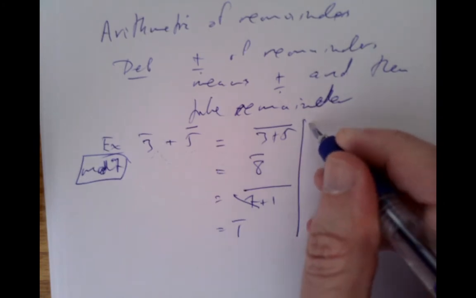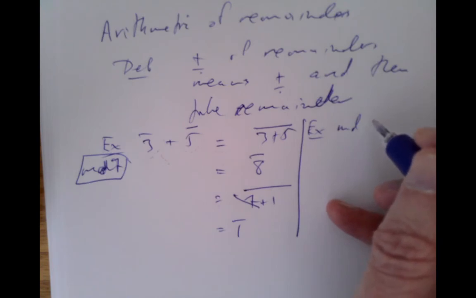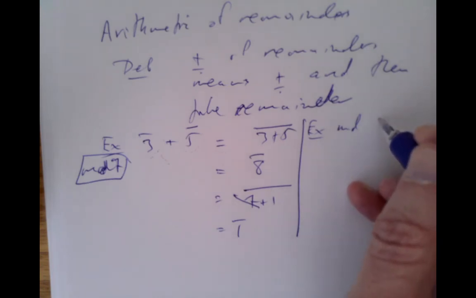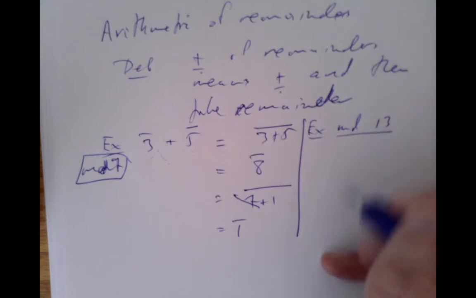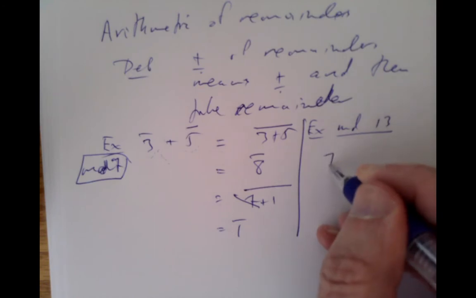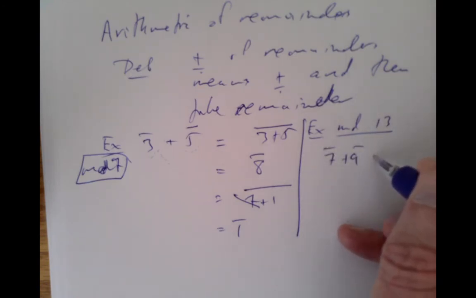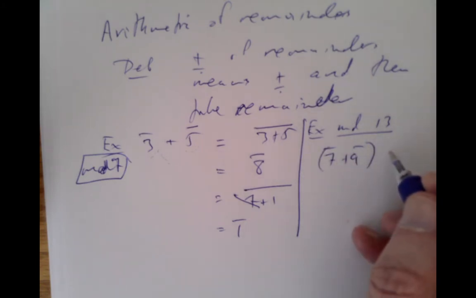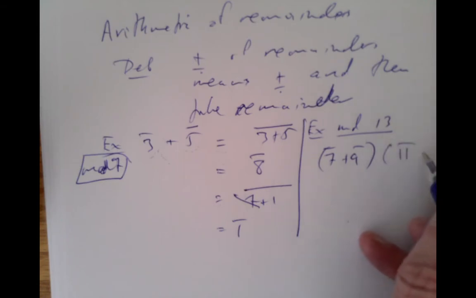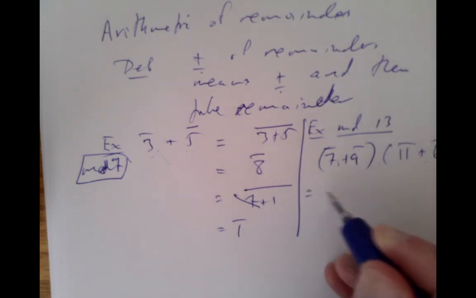And for example, how would we multiply? Again, let's do something mod 13. So we're working mod 13. We have to indicate that before we can use our sloppy notation. And then the remainder 7 plus the remainder 9, added together, by definition, will be adding the 7 and 9 and taking remainder. And similarly, the remainder 11 plus the remainder 6. If we want to add these and then multiply, the definition is that we first do the adding.